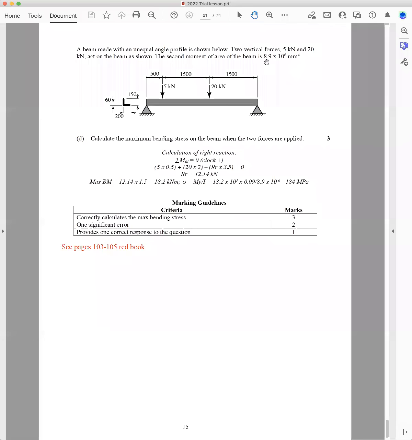So this, to bring it from millimeters to meters to the fourth, will bring it to 8.9 times 10 to the minus 6. And so we've got 8.9 times 10 to the minus 6. And that works out to be 184 megapascals. And this is well explained on pages 103 to 105 in the Red Book.